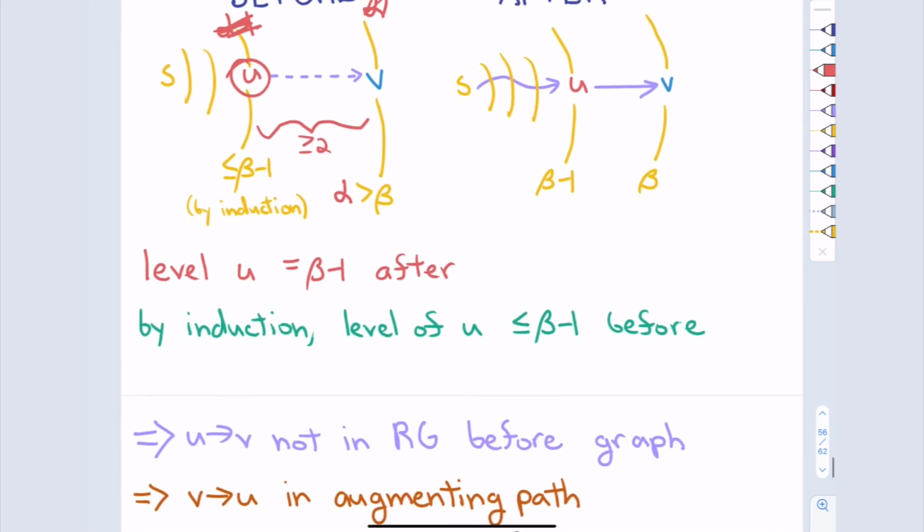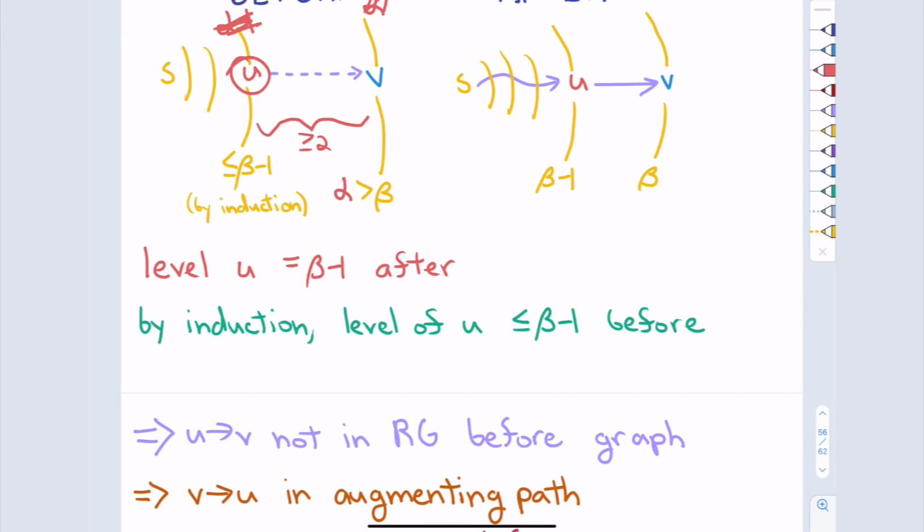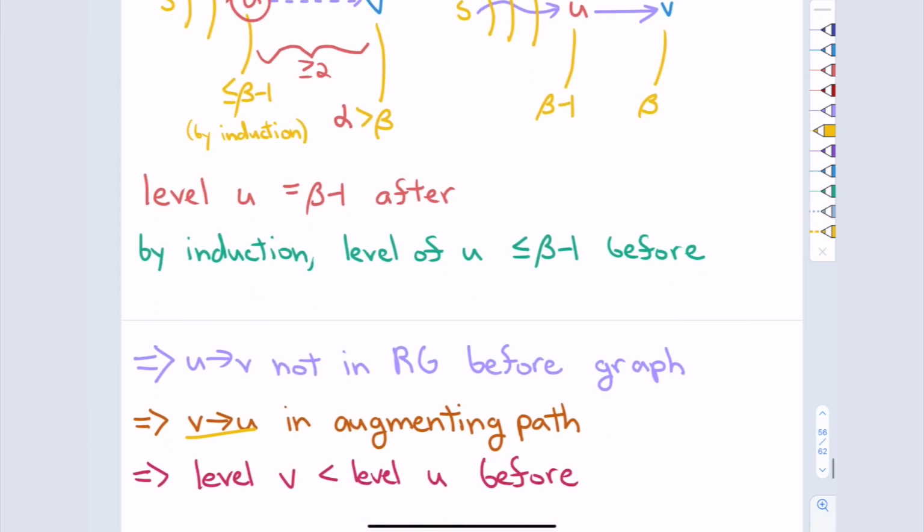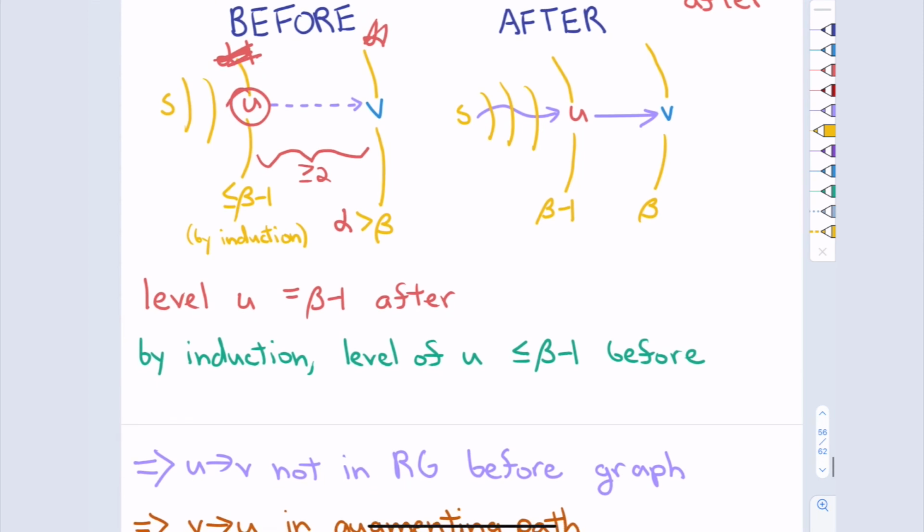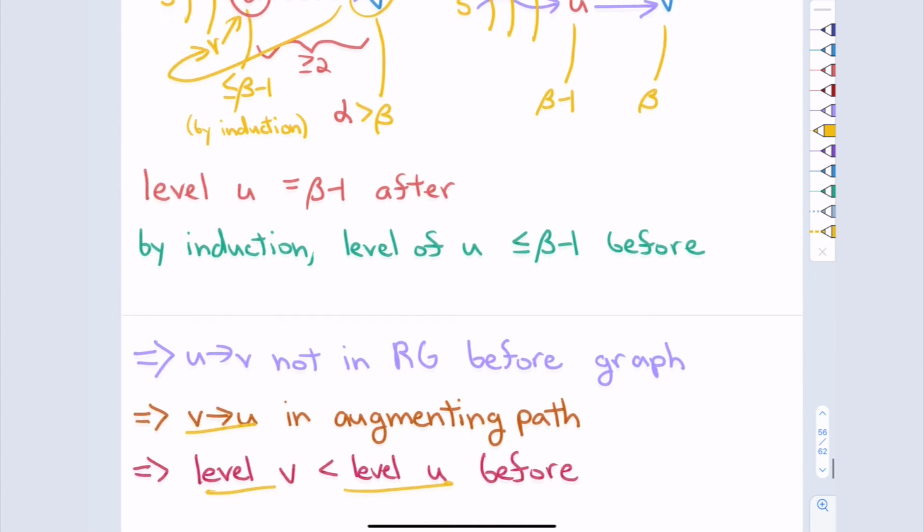So that means that edge V to U was in the previous augmenting path, because I added the backwards edge. And that means that the level of V was less than the level of U before the augmentation. But that would take V and put it somewhere over here instead. And there we get our contradiction.